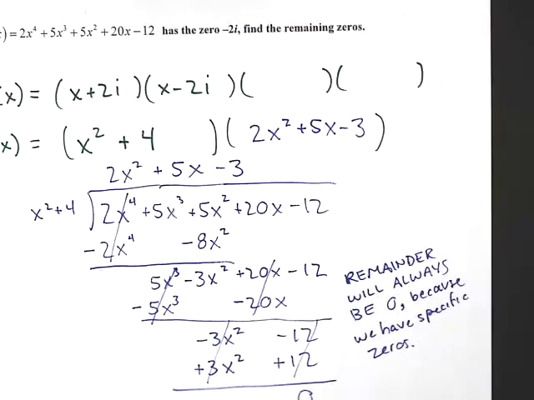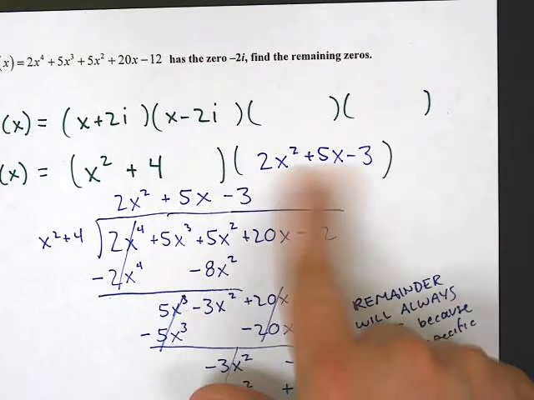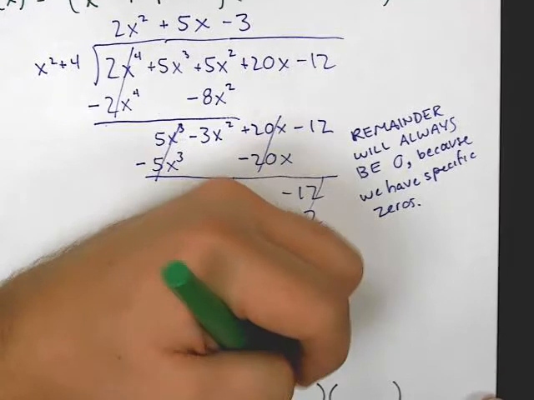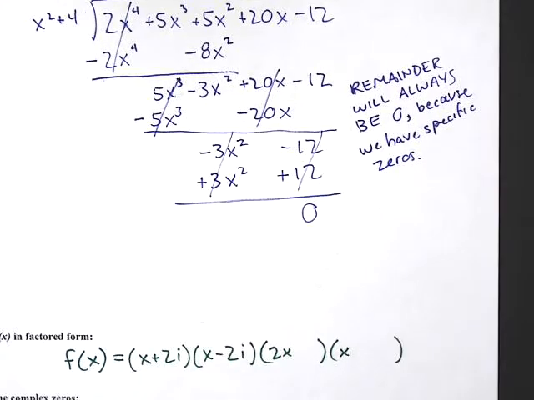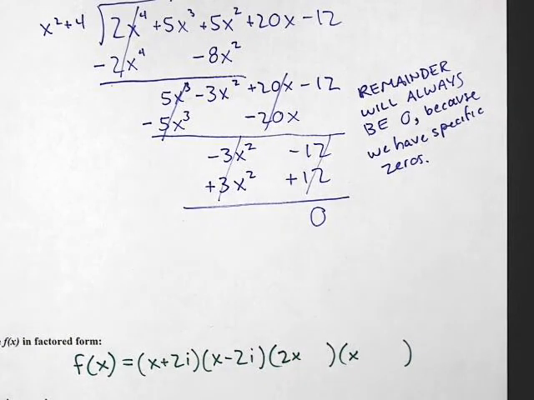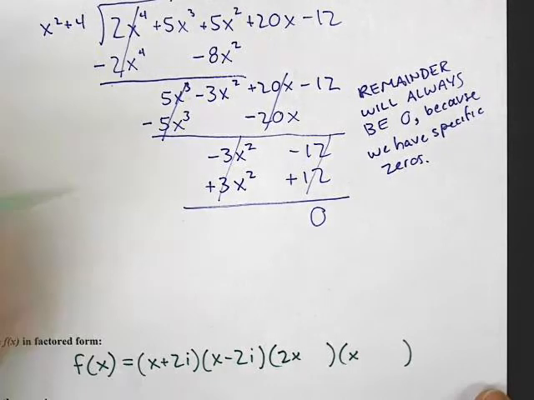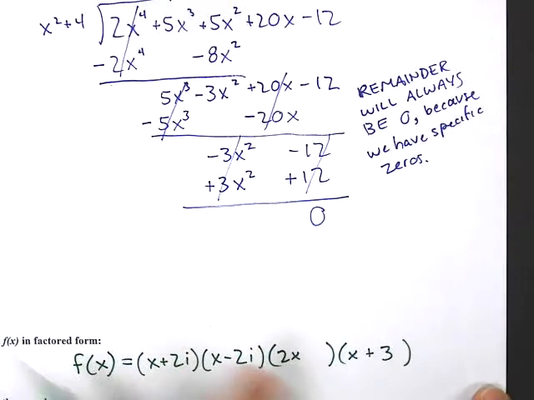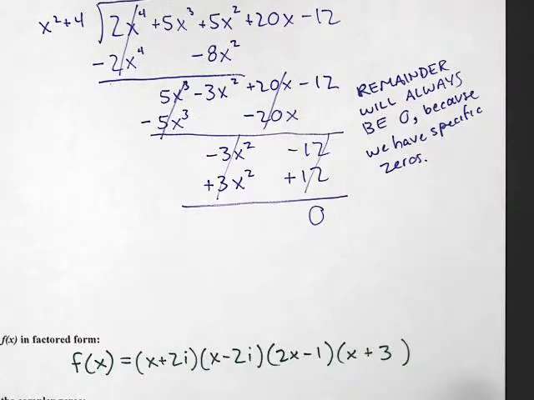So what we have to do is factor this, 2x squared plus 5x minus 3. I know it's going to have to be 2x and x. How do I get from the factors of negative 3 to that 5? Well, I think I'm going to have to do plus 3 over here, because 2 times 3 is 6, and then take away 1x to get to 5x.